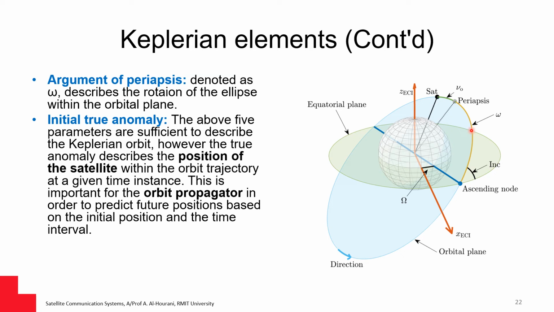But then we need to have a 6th parameter which describes the position of the satellite within the orbit. And this is the initial true anomaly, which, if you remember, is the angular distance between the periapsis, or the perigee, and the satellite. Now we have 6 elements. These 6 elements can describe the position of the satellite perfectly within an orbit.